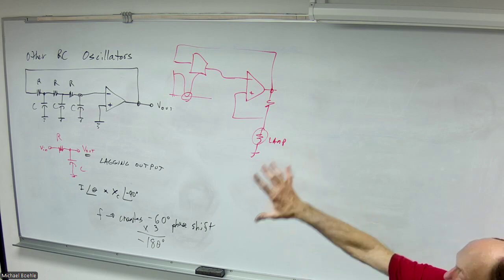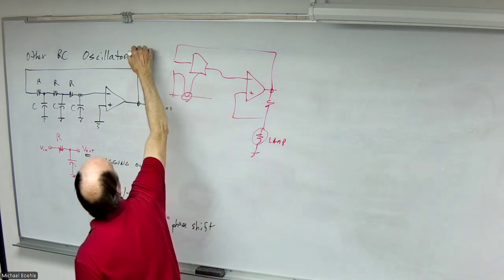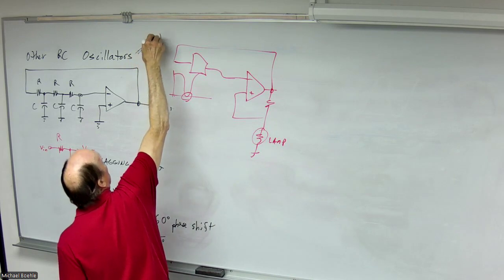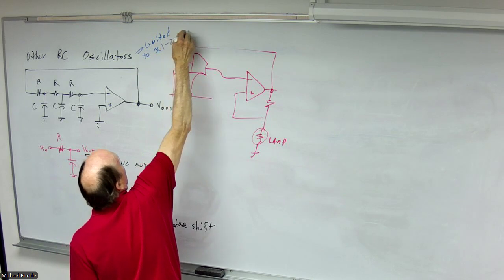So all of these circuits are using resistors and capacitors to do the work for them. But that's usually going to limit me. All right. So RC oscillators are generally limited to about 1 to 2 megahertz.